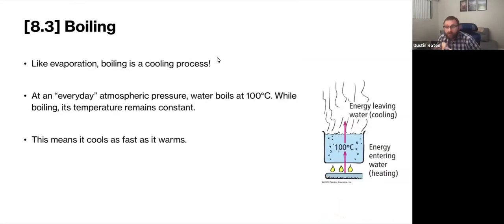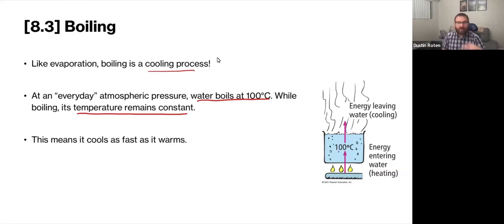Like evaporation, this is weird, but boiling is also a cooling process. I know that sounds weird, but it actually makes sense once you think about it a little bit. So at everyday atmospheric pressure, we're going back to water boiling at its typical temperature of 100 degrees Celsius. We have no extra pressure, so this is what we'd expect. What's interesting though is when you start boiling water, like you could start with very cold water, start boiling it, and as soon as it gets to 100 degrees Celsius, its temperature actually remains constant. When it starts boiling, the water will not get any hotter.